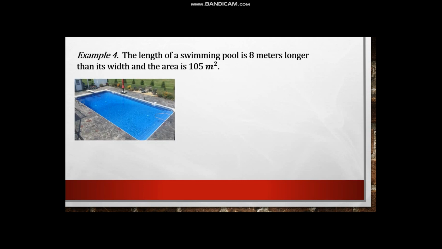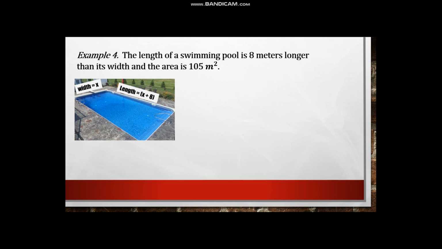Of course, I guess we should have a rectangular swimming pool here, and the dimensions are the length and the width. The width will be represented by x, and the length will be represented by x plus 8, because it says there that the length of the swimming pool is 8 meters longer than the width. And of course the area is 105 square meters.